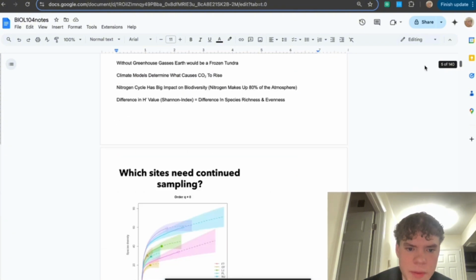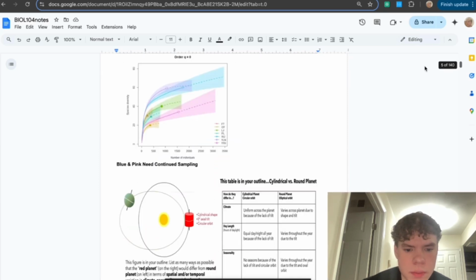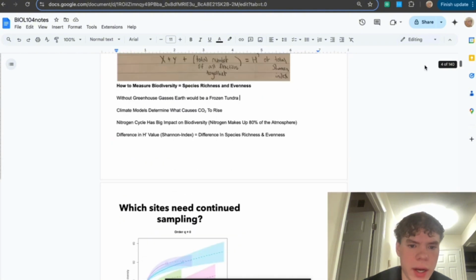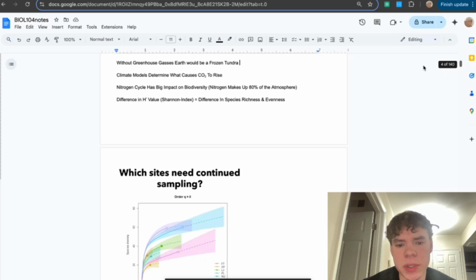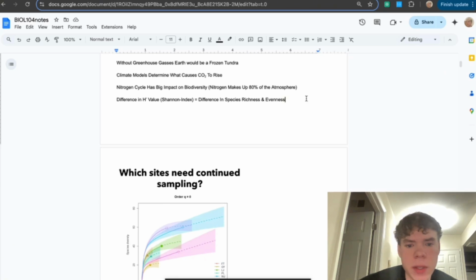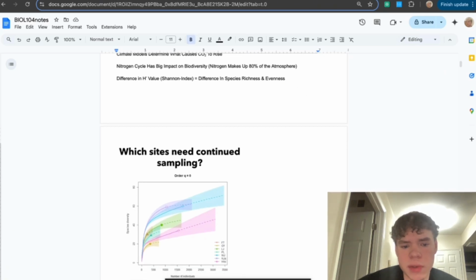I put a note in here. Difference in H value is the difference in species richness and evenness. So if we had two different areas that had different H values, we could explain that by saying the two areas have different species richness and evenness.